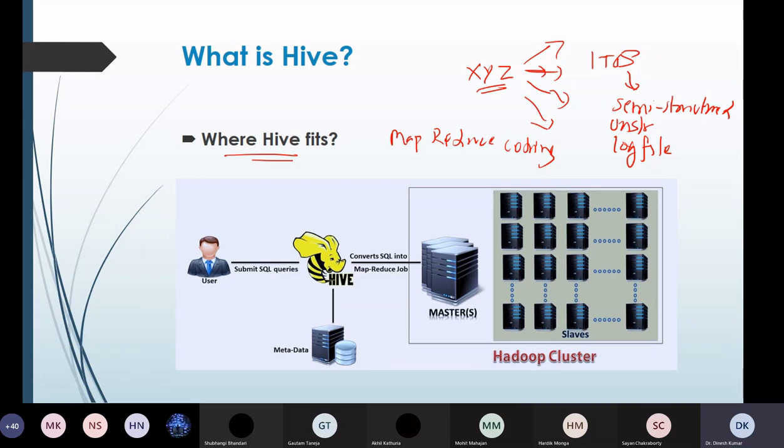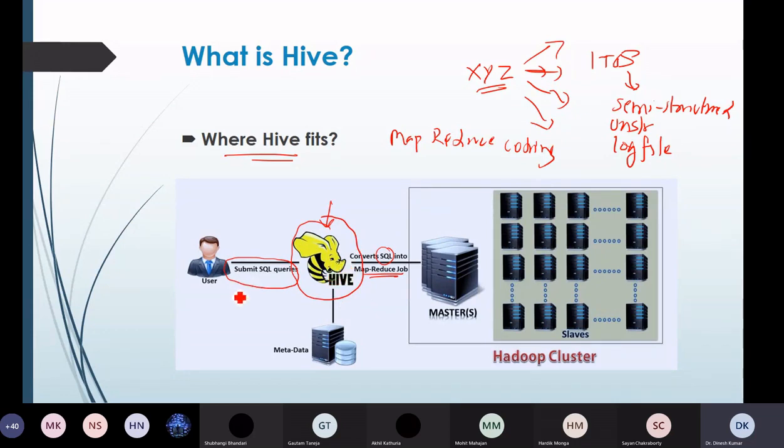It takes simple SQL queries from the user, and it automatically converts those SQL queries into MapReduce jobs. So we don't have to explicitly write MapReduce code, and we don't have to be an expert in Java programming for writing these MapReduce codes. It is done by this component called Hive.